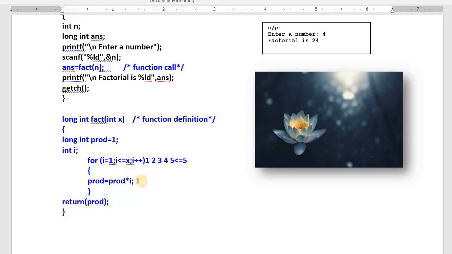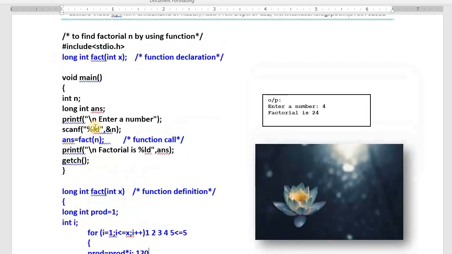1 into 1, 1. 1 into 2, 2. 2 into 3, 6. 6 into 4, 24. 24 into 5, 120. That 120 we give back. Whatever we give, that will be stored in the answer. That is only we are printing. Very simple. This is function definition. This is function call. This is function declaration. That's all. Very easy.